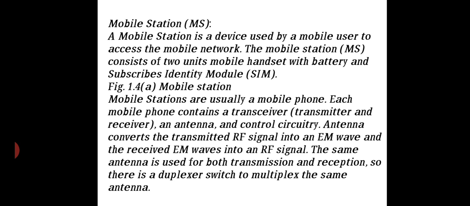Here the same antenna is used for transmission and reception. So there is a duplexer switch to multiplex the same antenna. We are using a duplexing system in the communication process. So it acts like a duplexer switch to multiplex the same antenna. This is the basic block of the mobile station, a device used by a mobile user to access the mobile network.